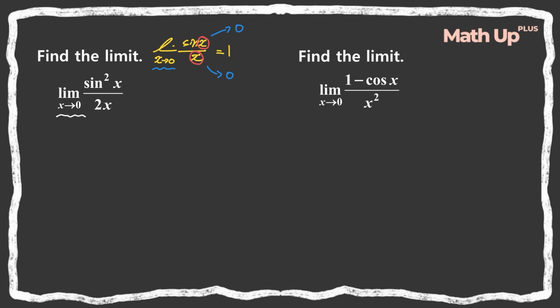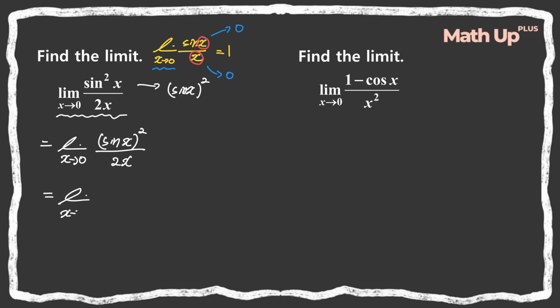Now, back to this question right here, this limit. That limit is equal to the limit as x approaches 0. This is actually sine x, all of this expression squared, right? So sine x squared over 2x, right? And we know that sine x over x approaches 1 as x approaches 0, right? So we can rewrite this limit using the formula: sine x over x times sine x over 2, right?